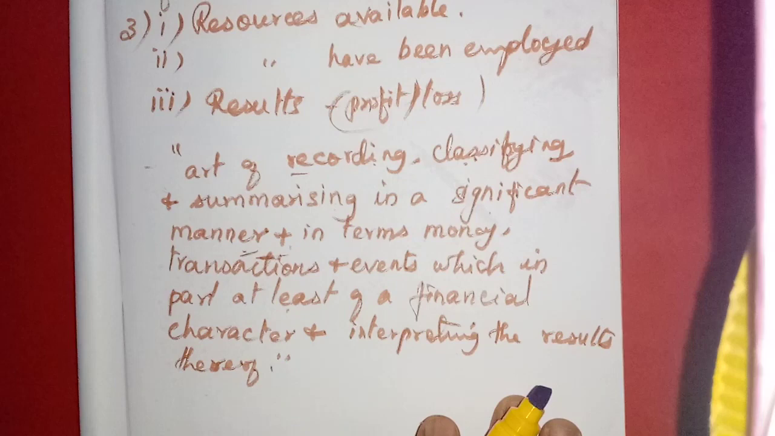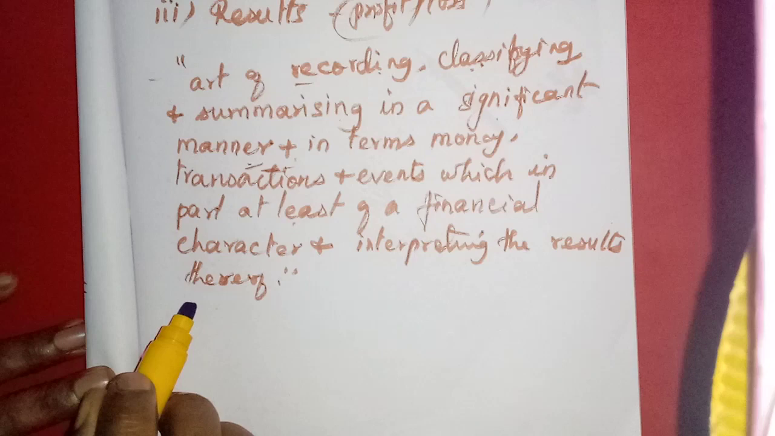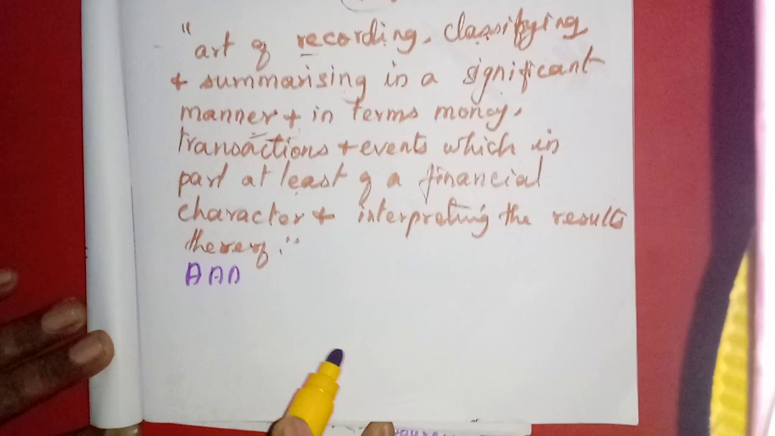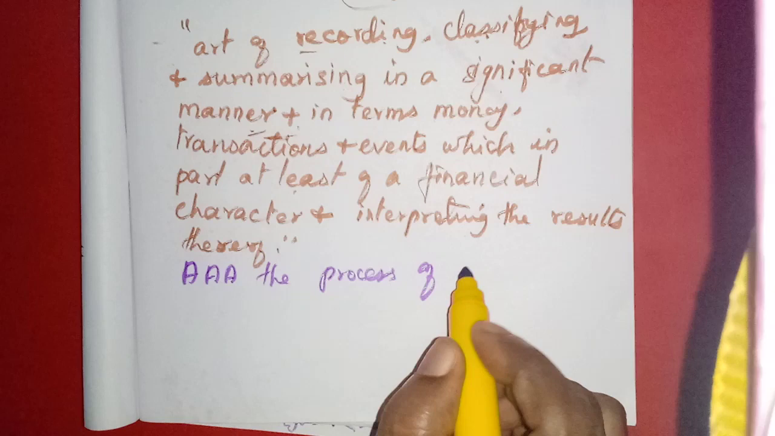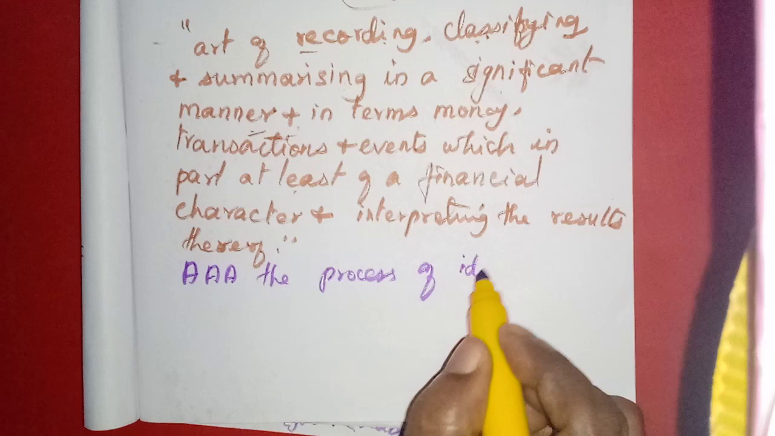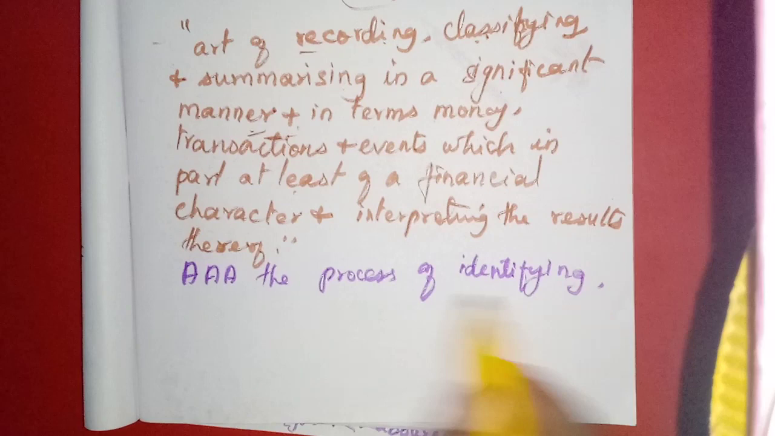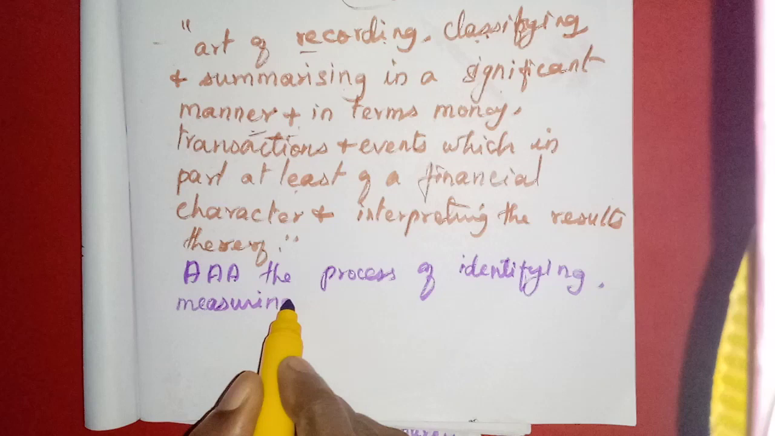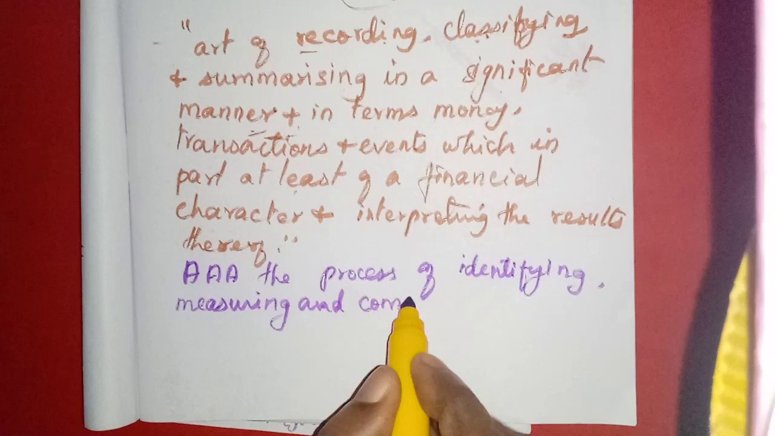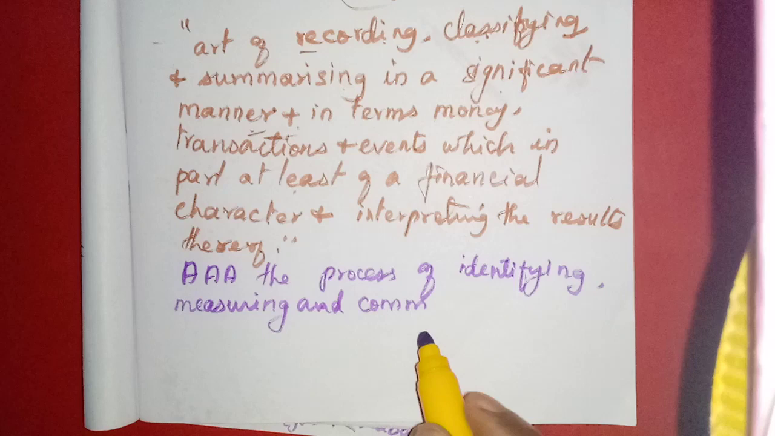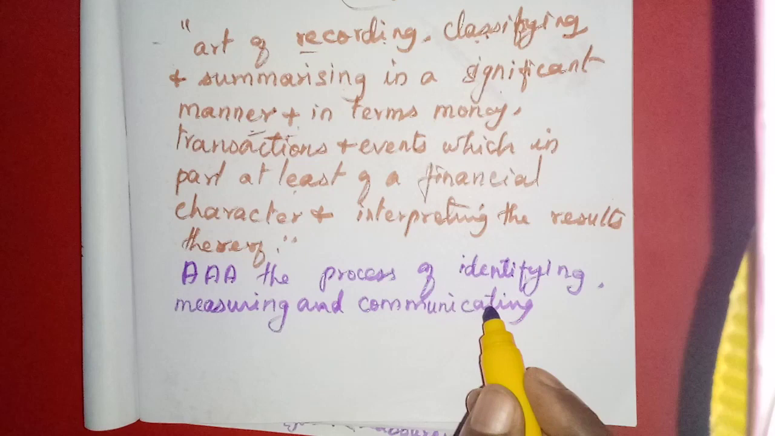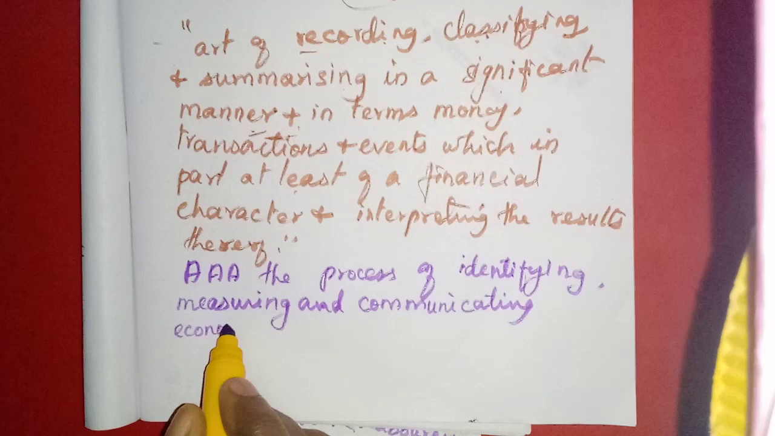Another definition is also there. The American Accounting Association has defined accounting as the process of identifying, measuring and communicating. It is a process, which we are going to learn in the next meeting. Like the first meaning, measuring means everything coming together: recording, then classifying, then summarizing. And communicating what? Economic information, that is, the financial information we studied.